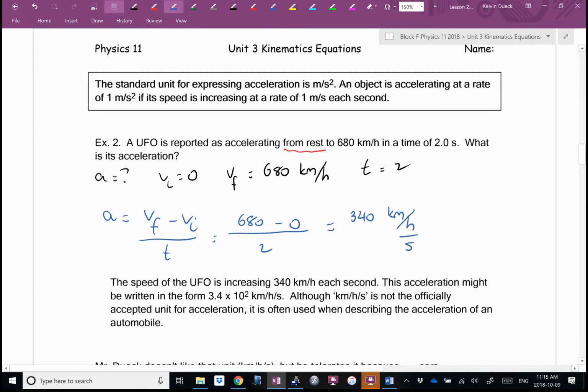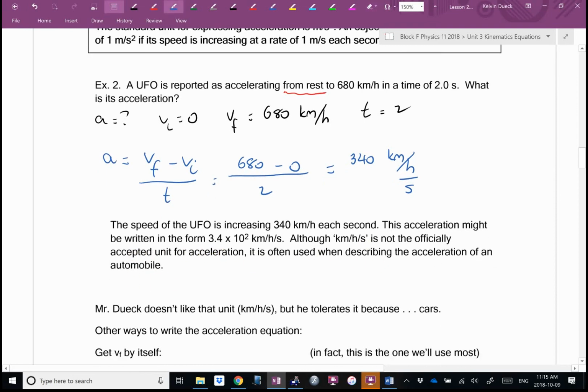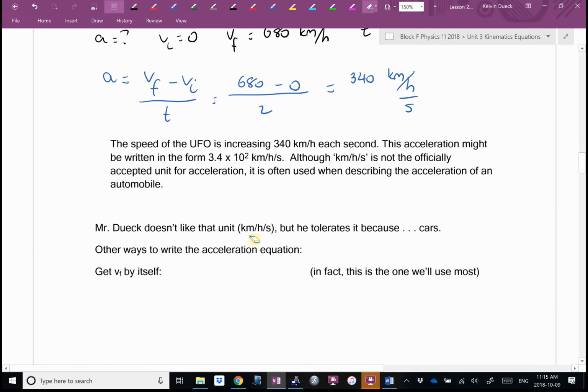So the speed of the UFO is increasing at 340 kilometers per hour each second. This acceleration might be written in the form of 3.4 times 10 to the 2 kilometers per hour per second. And although kilometers per hour per second is not the officially accepted unit for acceleration, it's often used when describing the acceleration of an automobile. Mr. Dueck doesn't like this unit, but he tolerates it because of cars.